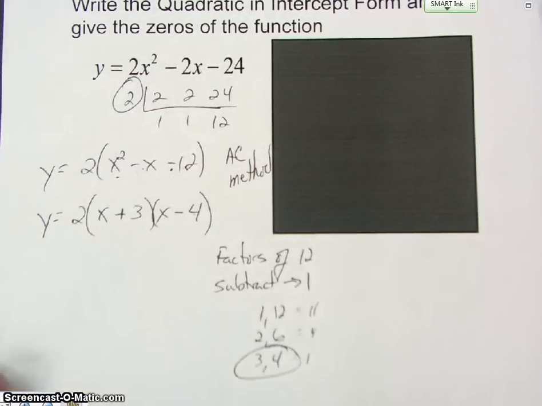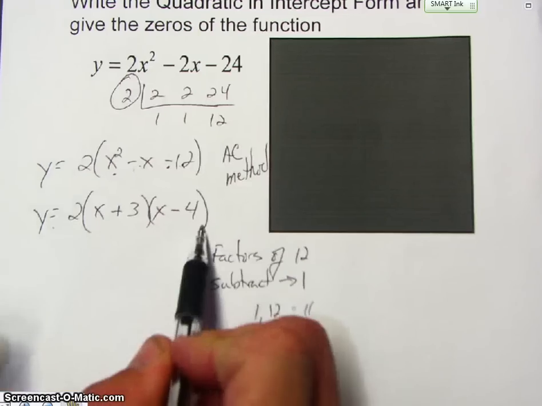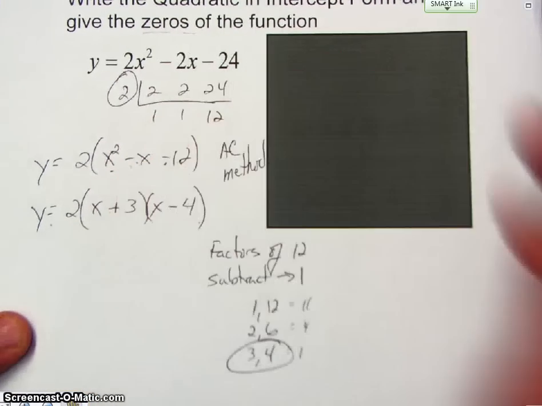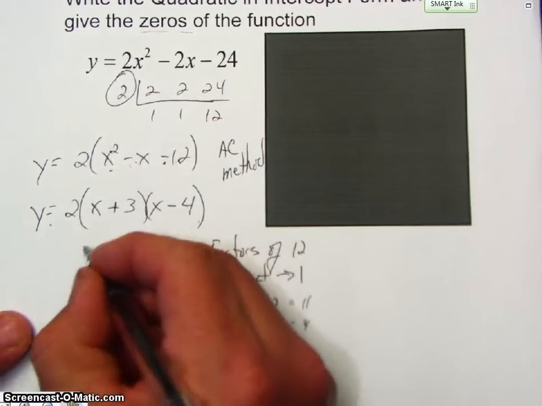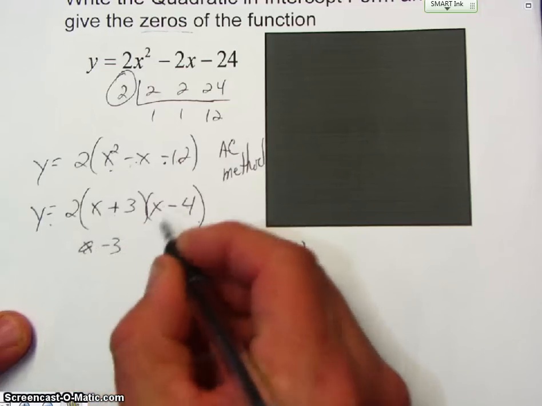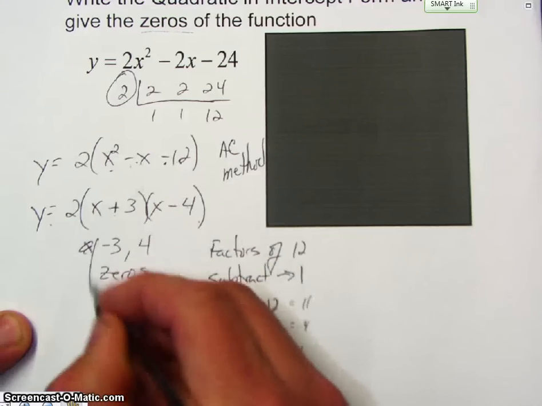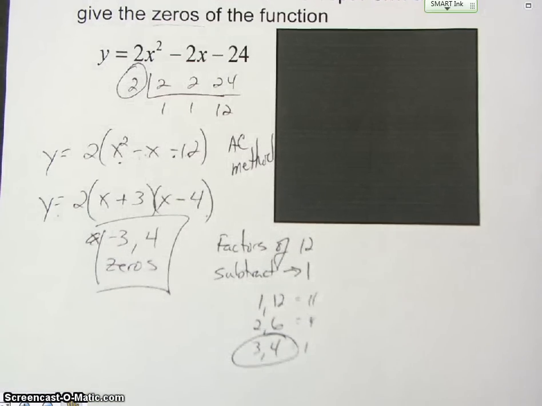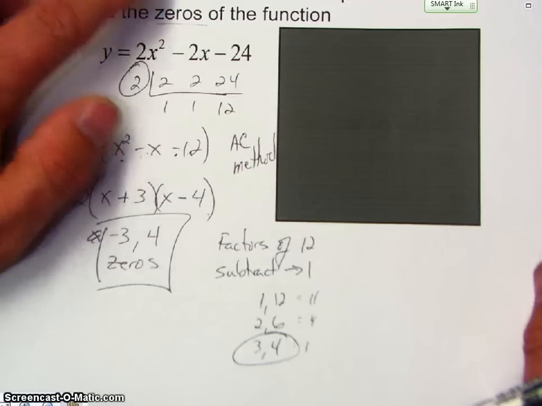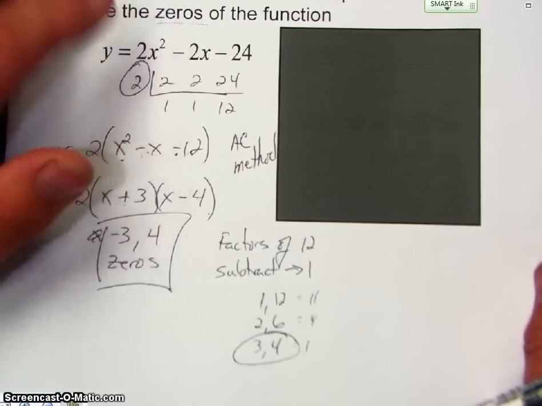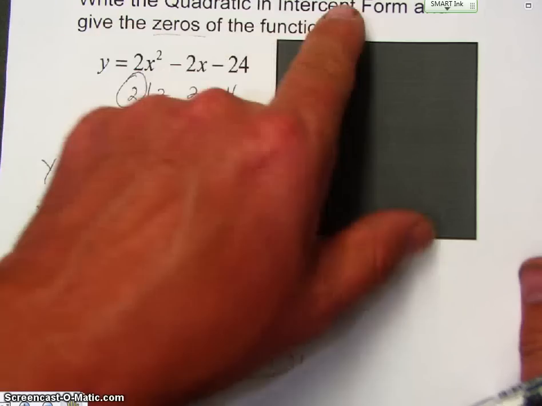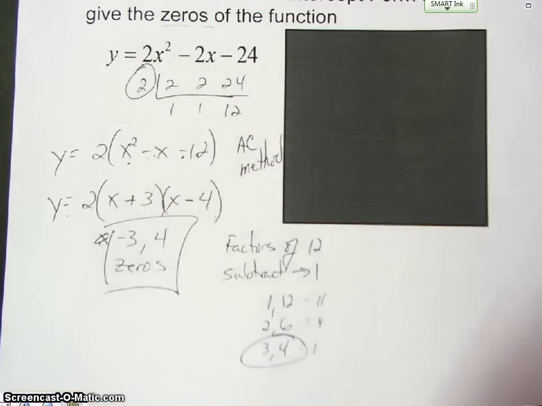So there is my x-intercept form. Therefore, my zeros of the function are negative 3 and positive 4, or my solutions. In other words, x is equal to negative 3, x is equal to 4. So that is the relationship between taking a quadratic and factoring it to get the intercept form. They're all interrelated.